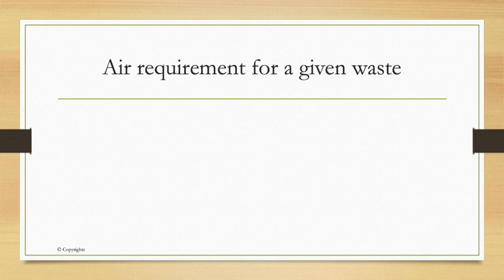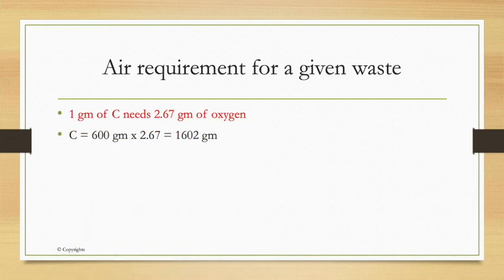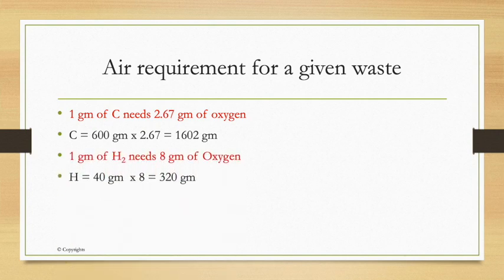Now it's simple. You know that 1 gram of carbon needs 2.67 grams of oxygen. And now there is no remaining oxygen in the waste. So you need to provide the oxygen to perform combustion for the total amount of 600 grams of carbon in the original waste. By performing cross multiplication, you know that the 600 grams of carbon needs 1602 grams of oxygen.